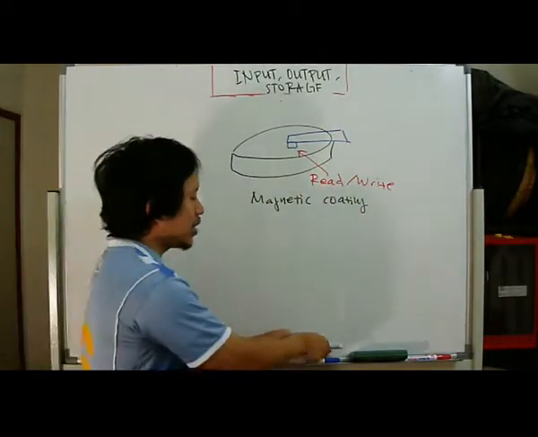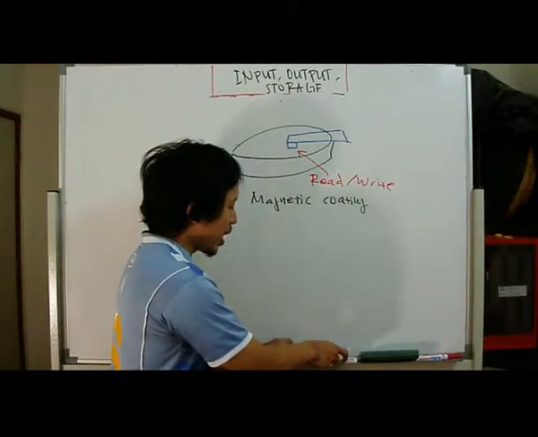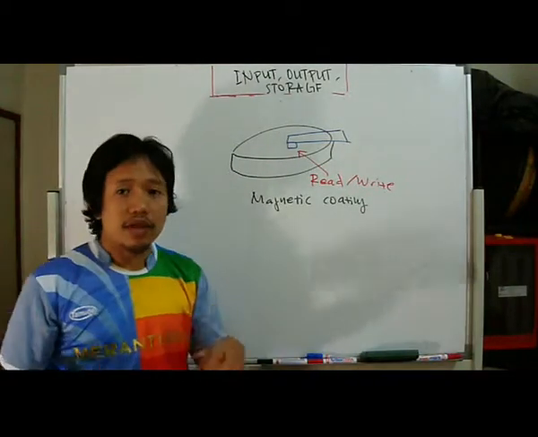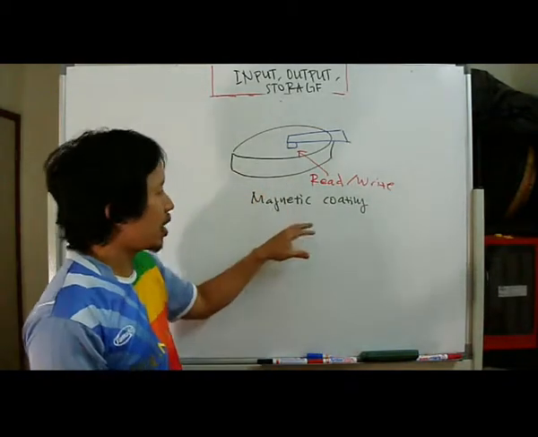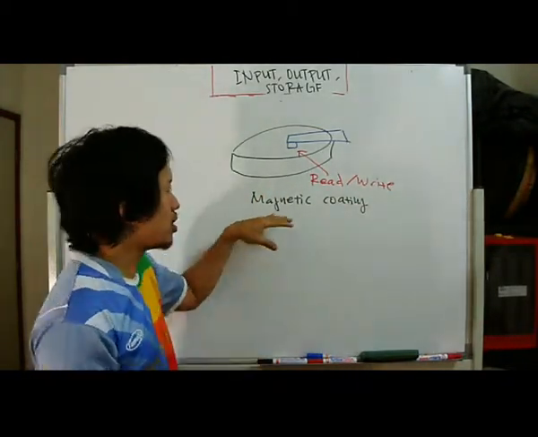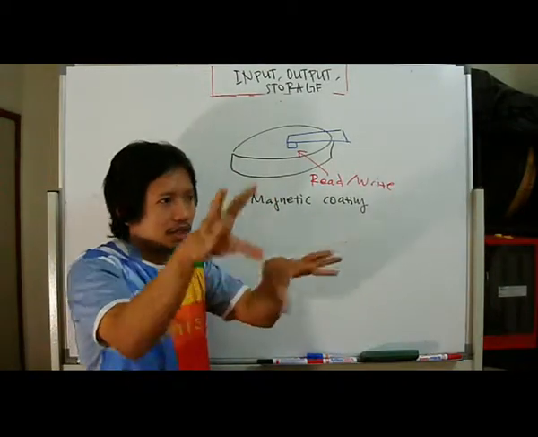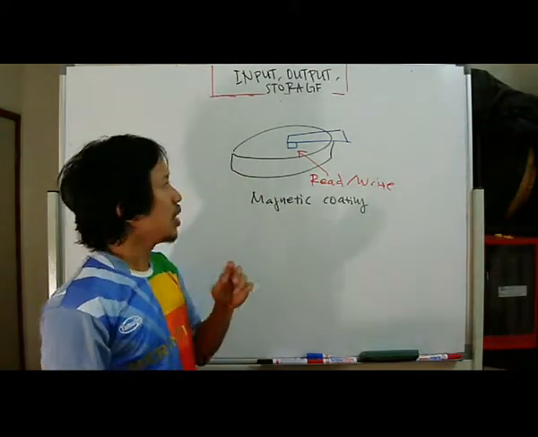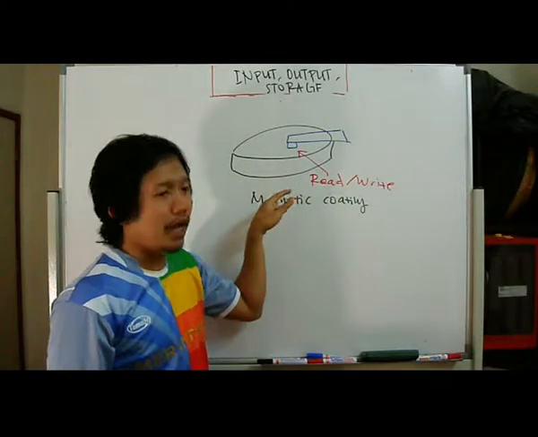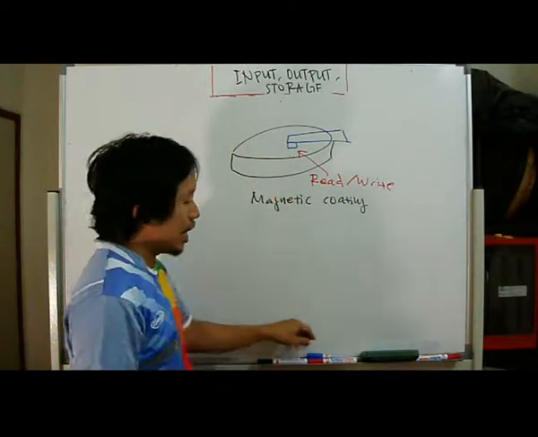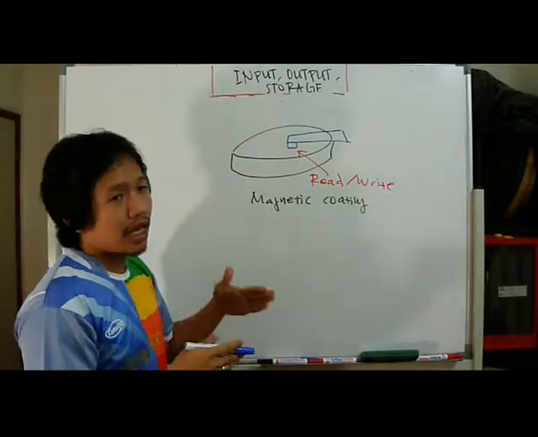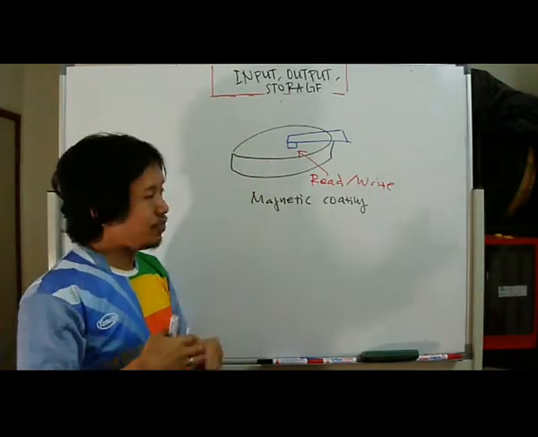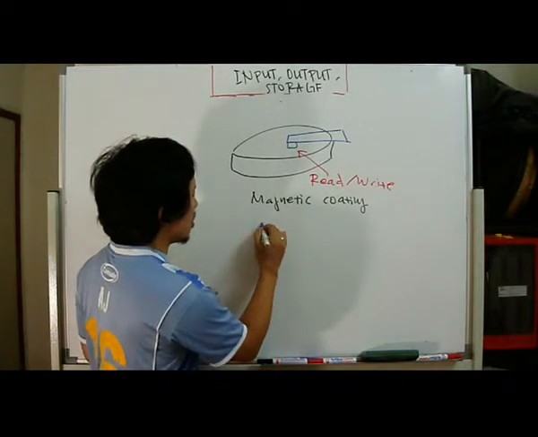So when your hard disk is first manufactured, what happens is that we have this randomly scattered magnetic materials on top of it. The magnetic coating contains a lot of magnetic materials and it's just scattered randomly. But by using the read-write head, we can arrange it in line. Instead of it being randomly scattered, we can arrange it in what we call formatting.